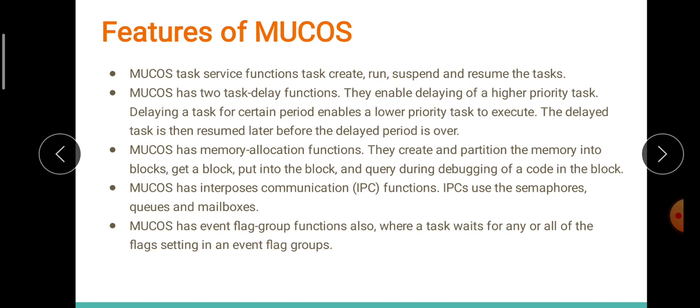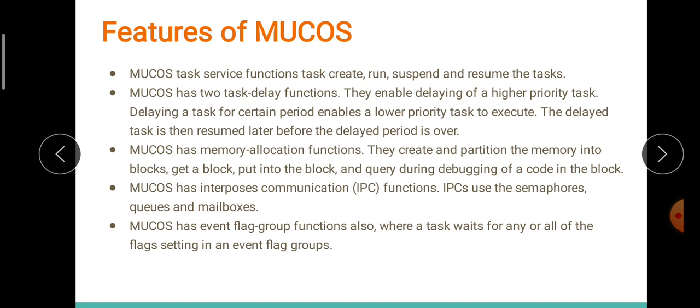Another feature of MUCOS, which is common to most real-time operating systems, is the memory allocation function. So they can create and partition your memory into blocks, just like it's done for other operating systems. And once this memory is made into blocks, they can get the block details, put data into the block, code in the block, and debug the code in the block. They can do all the functions with respect to that memory. So MUCOS also enables memory allocation functions.